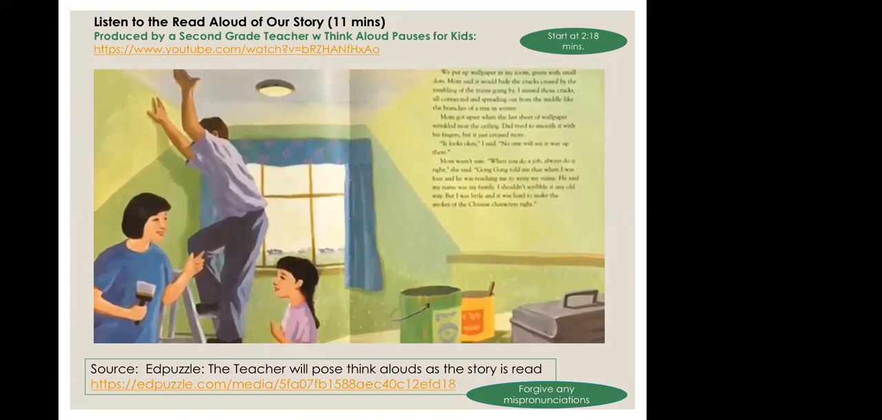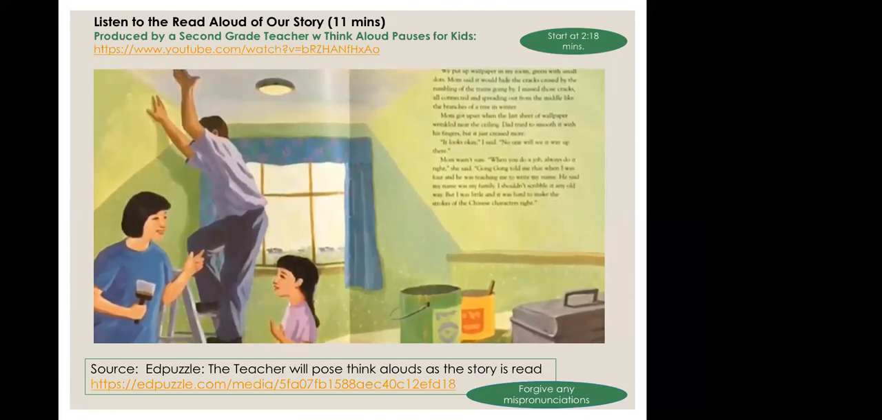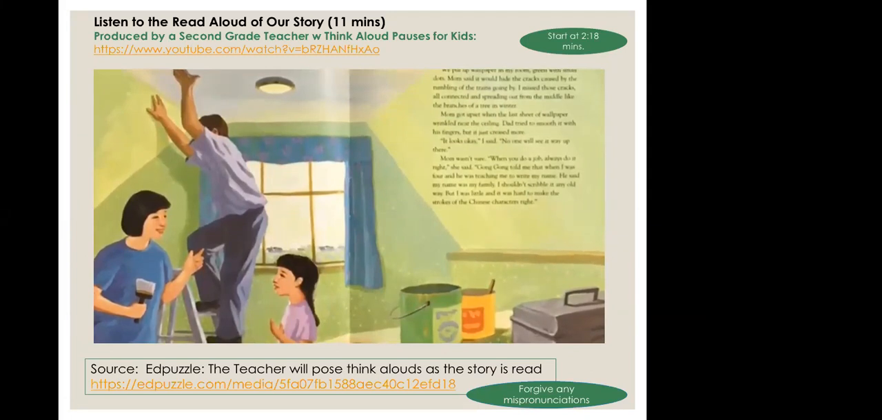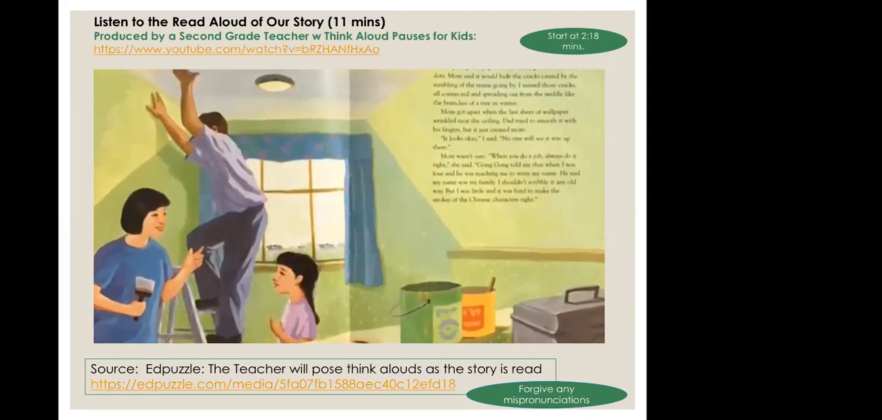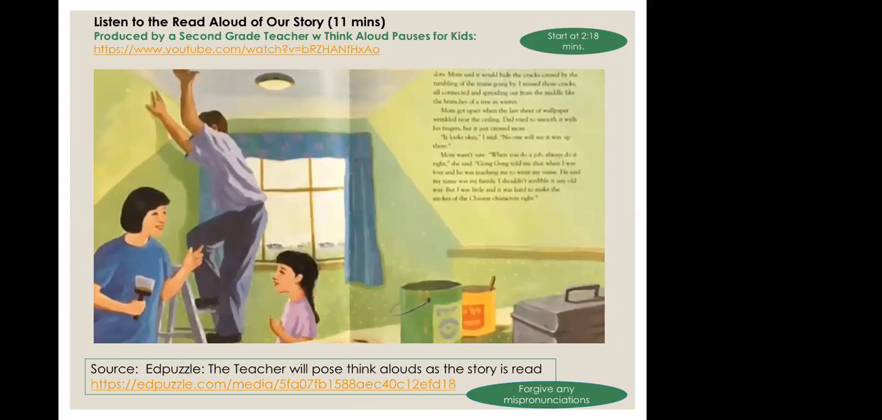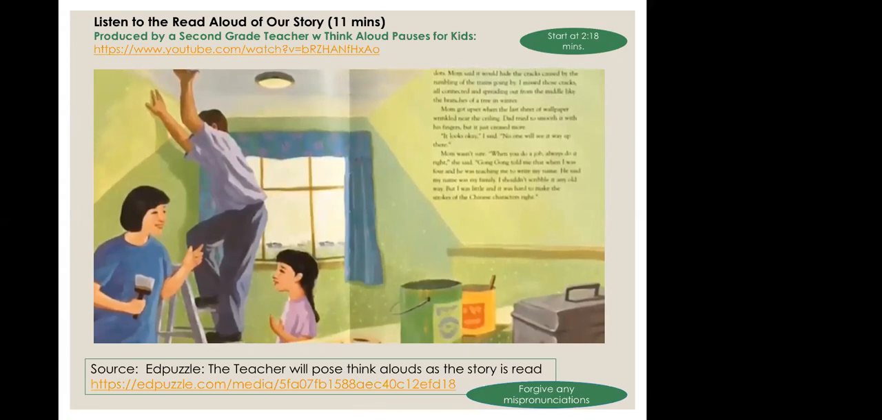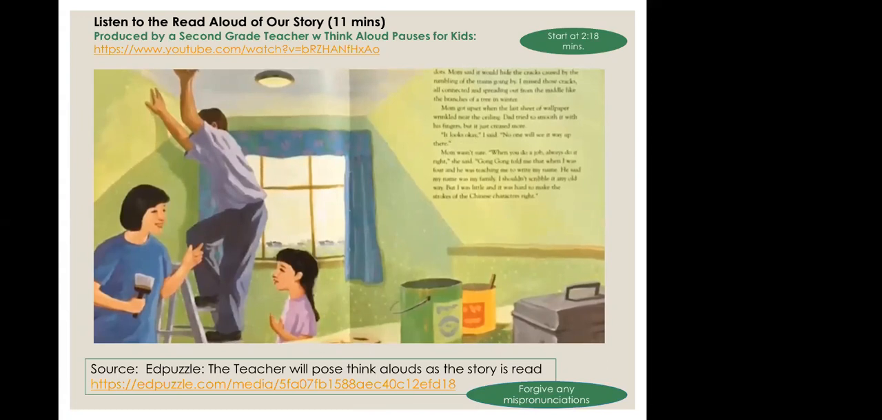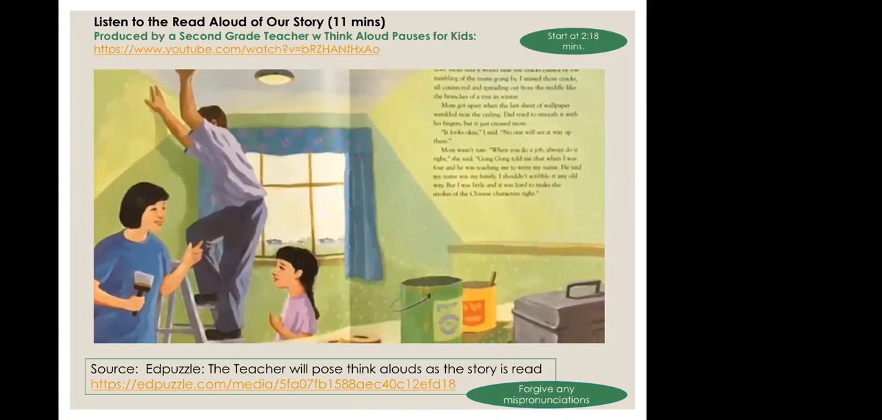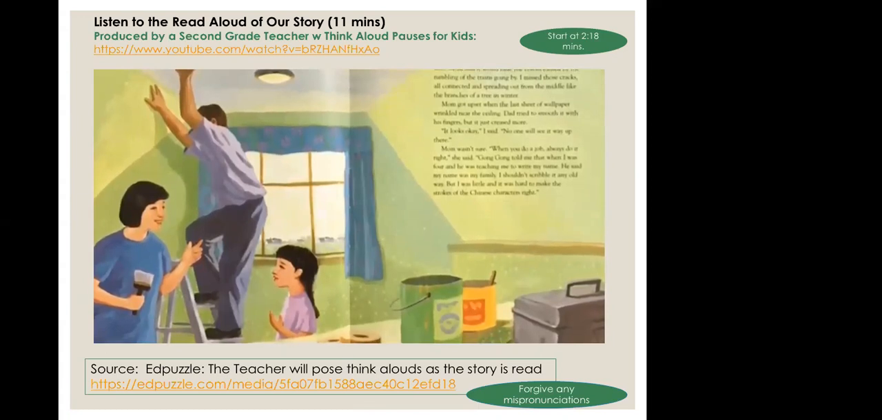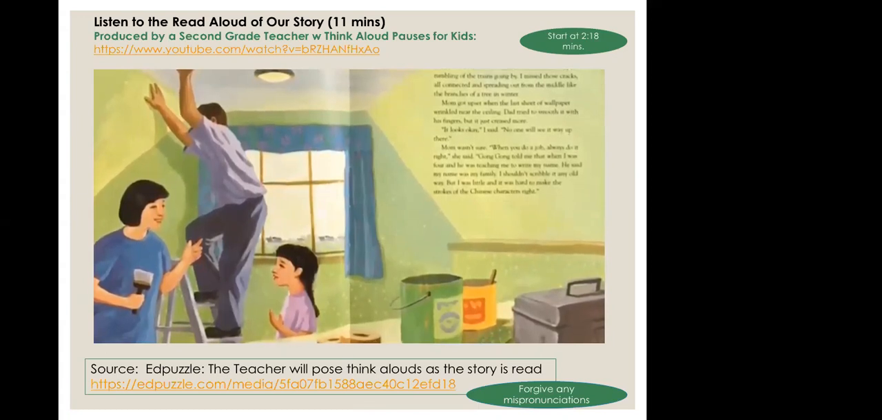"It looks okay," I said. "No one will see it way up there." Mom wasn't sure. "When you do a job, always do it right," she said. Gong Gong told me that when I was 4, and he was teaching me to write my name. He said my name was my family. I shouldn't scribble it any old way, but I was little, and it was hard to make the strokes of the Chinese characters right.